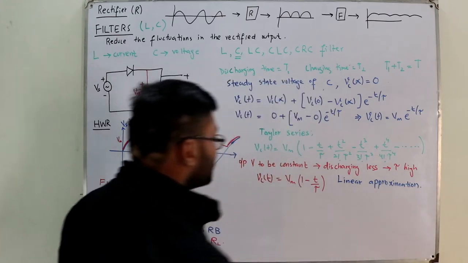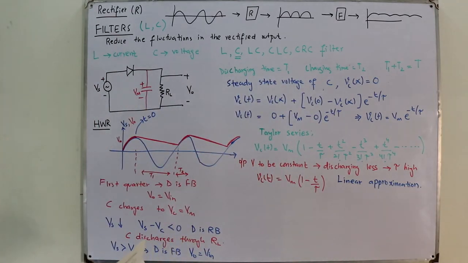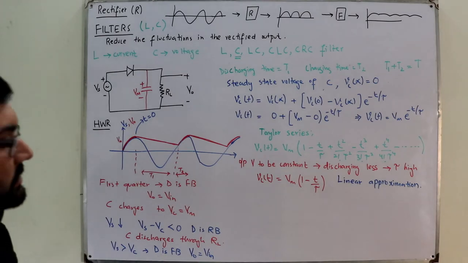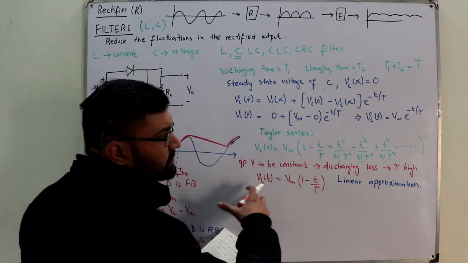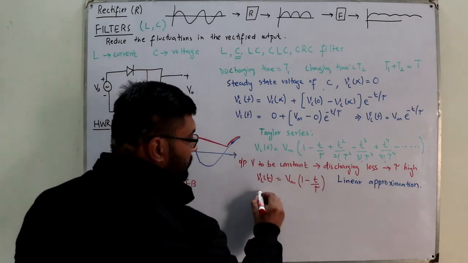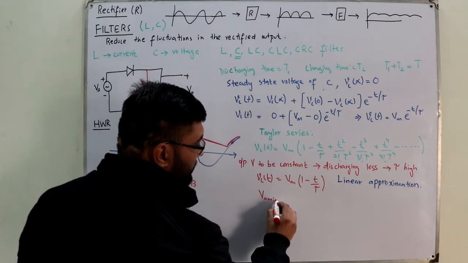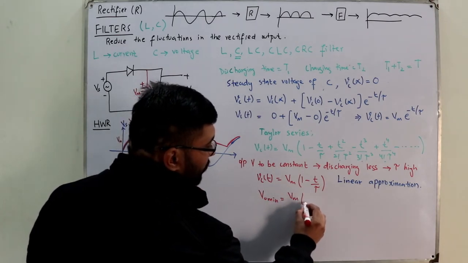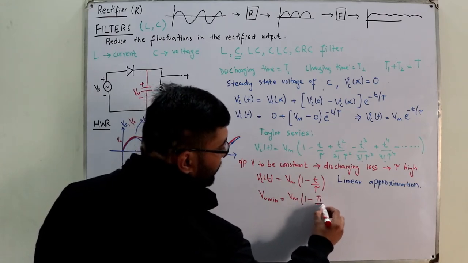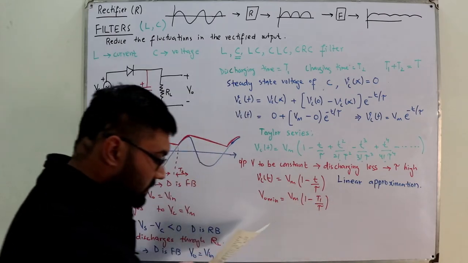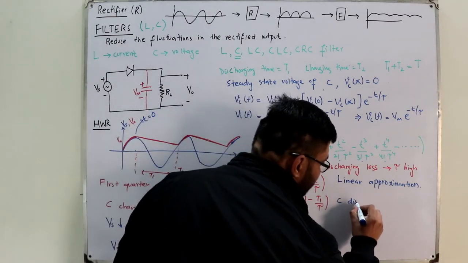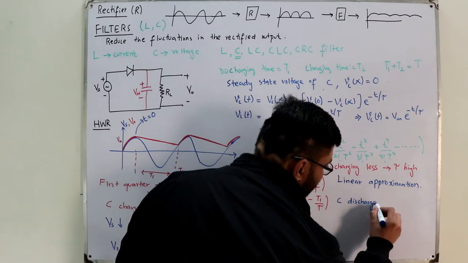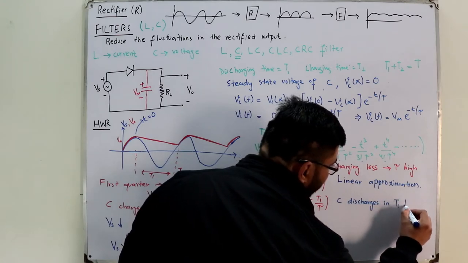Now you can think of the minimum and maximum as well. C discharges in the interval T1. So V naught minimum, where Vc is of course the V output, is Vm times 1 minus T1 upon tau. Why? Because the C discharges in T1 time.